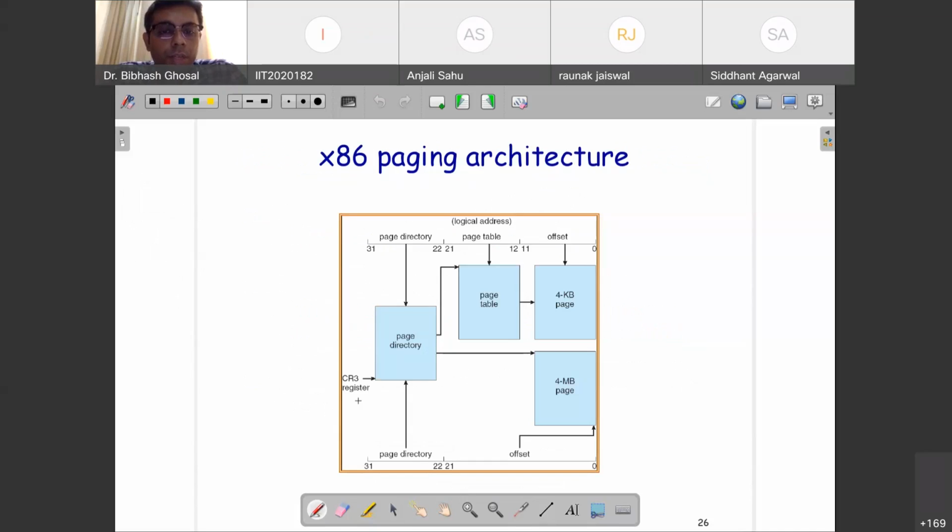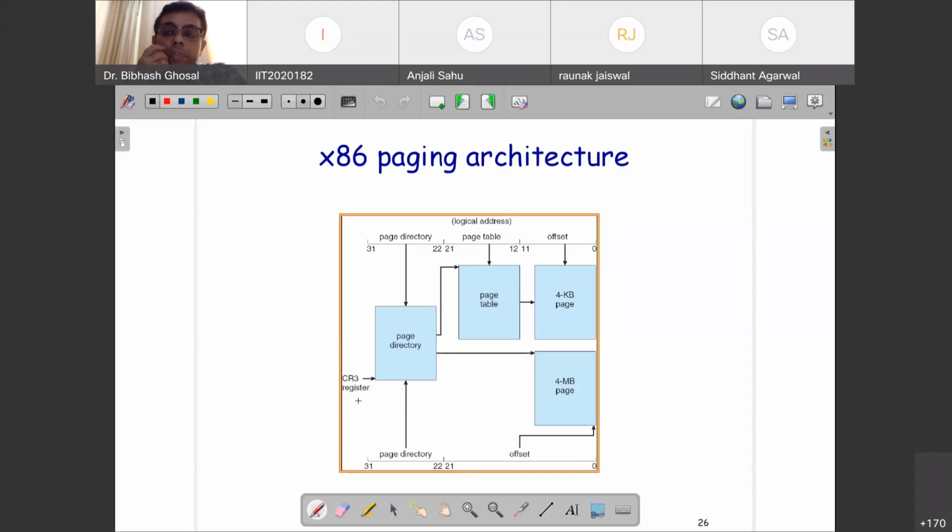So here you see a pictorial view of the paging architecture. Sir, how did we say 4 bytes? Yes. We are assuming that the entry of each page table is 4 bytes. So if the total page size is 4 KB and each entry is 4 bytes, how many entries do you have? That's what we are calculating. Okay, sir.